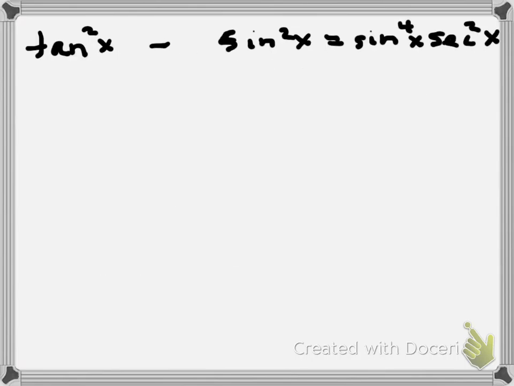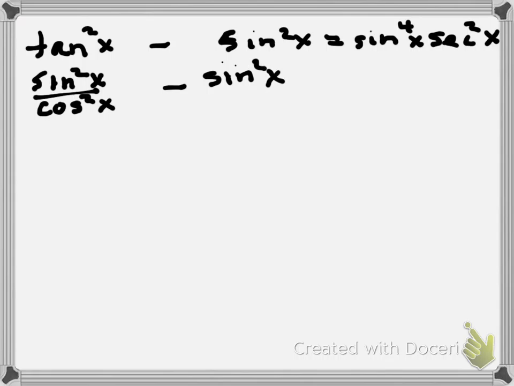I'm going to work on the left-hand side because it's two quantities. The right-hand side has one quantity. Again, I'd like to get everything in terms of sine and cosine. So tangent squared x is sine squared x over cosine squared x minus sine squared x equals sine to the fourth x times 1 over cosine squared x.